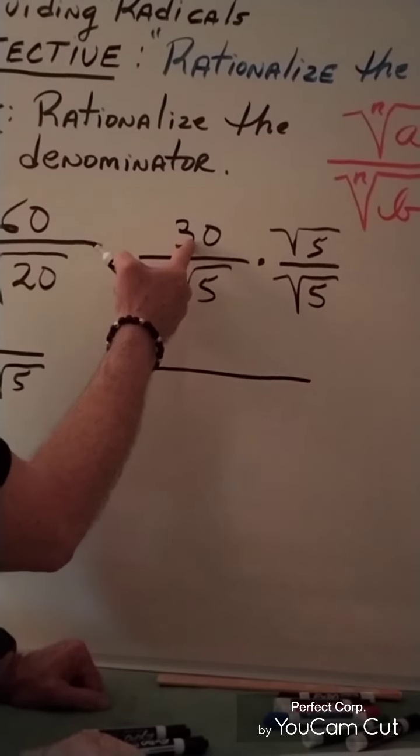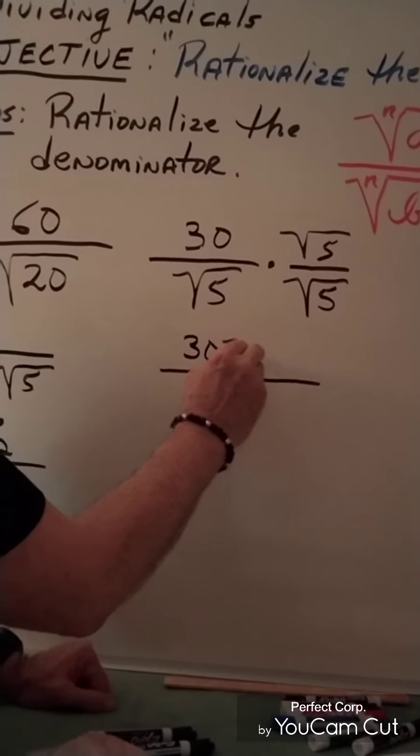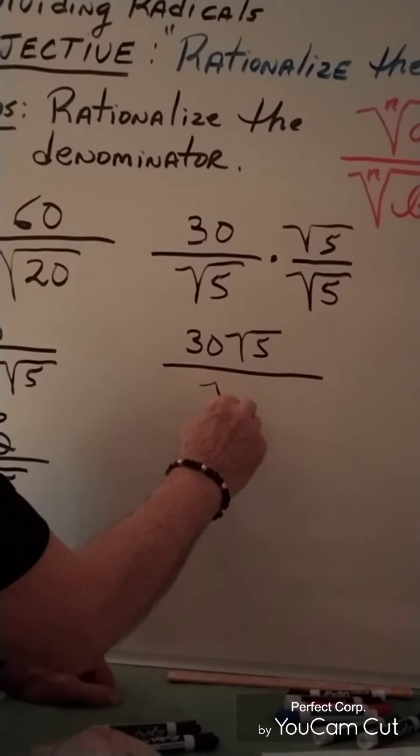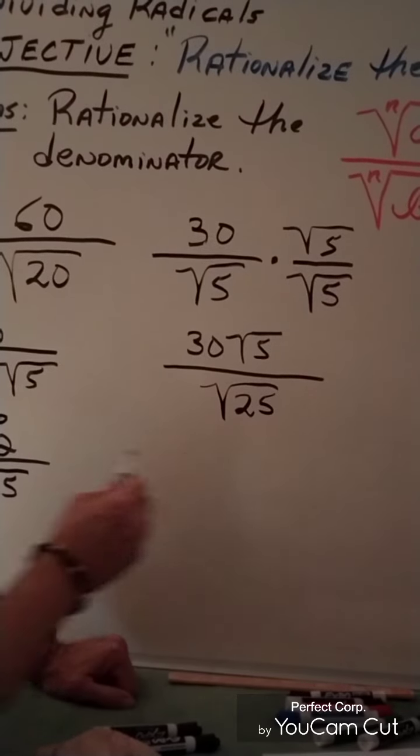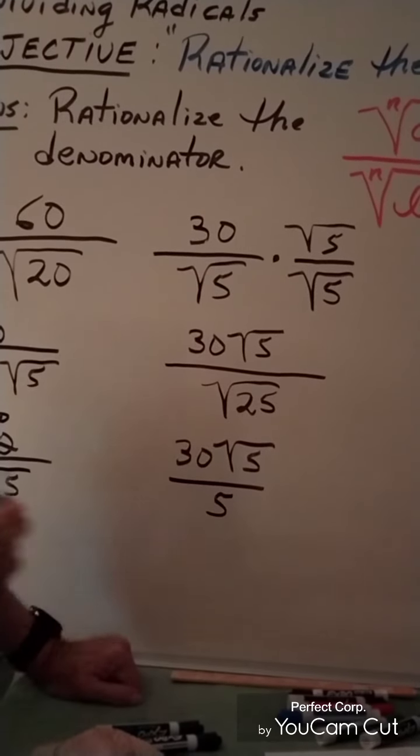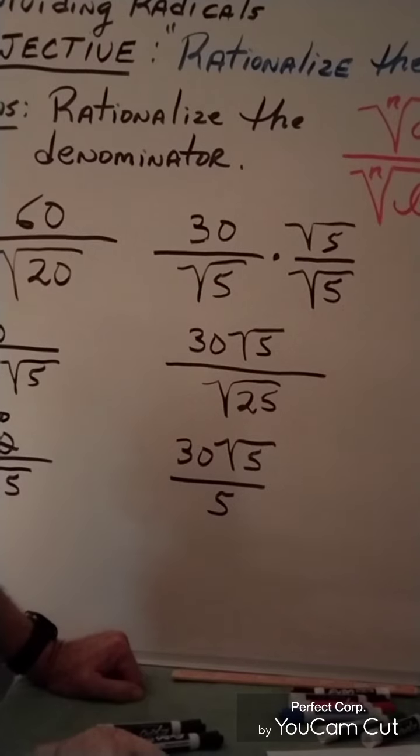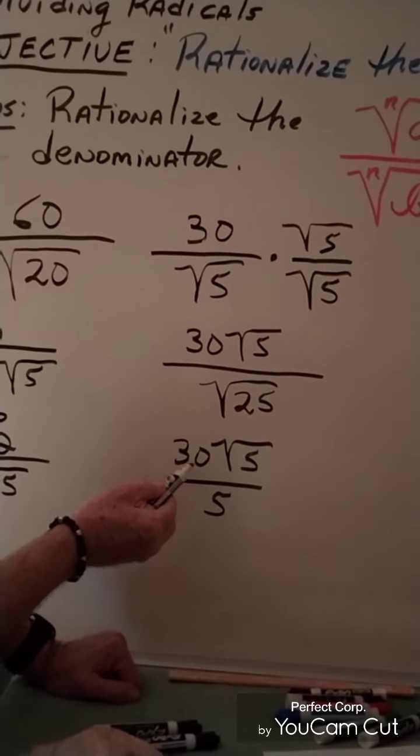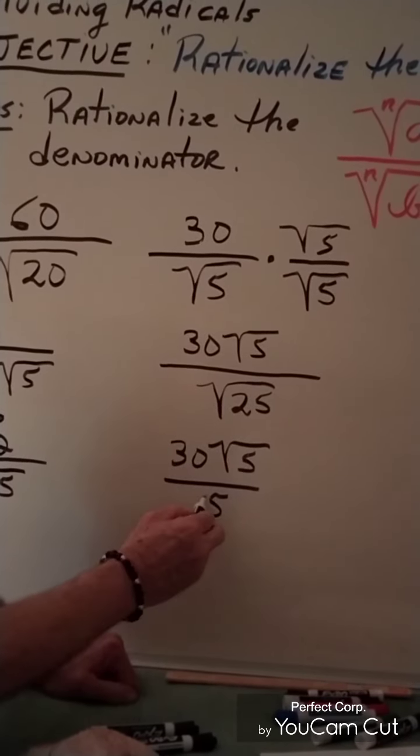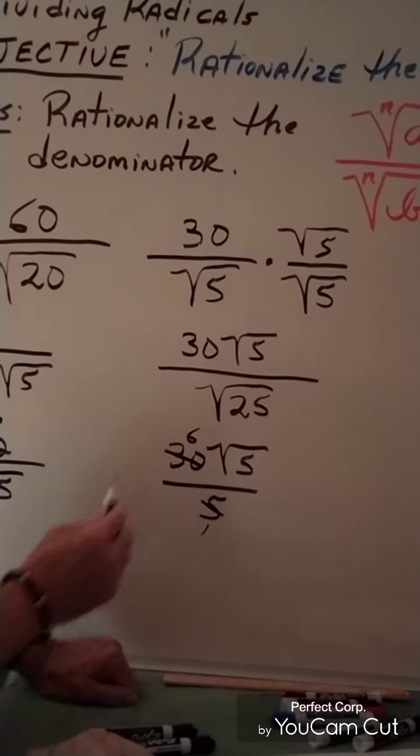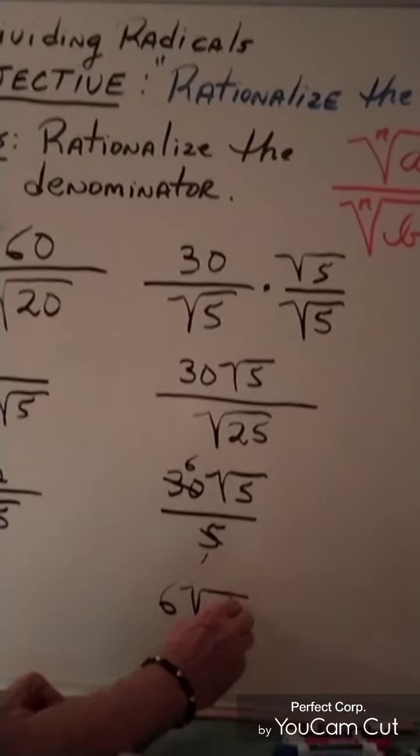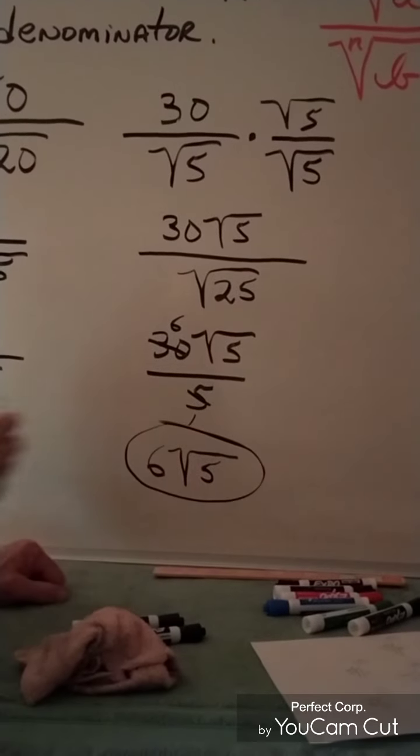Bring a line down. We have 30 times the radical of 5 on the top. And the radical of 5 times the radical of 5 will give us the radical of 25. We will then have 30 root 5 over 5. He comes out. We have rationalized that denominator. And then again, we can reduce this. 5 will go into both. Not him, but these two. 5 goes into itself once and into 30 6 times. And your final answer will simply be 6 root 5. And that would take care of the problem.